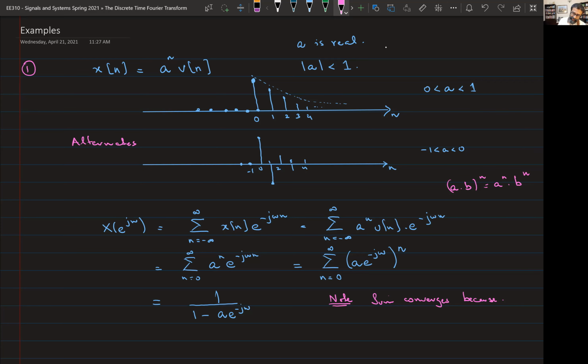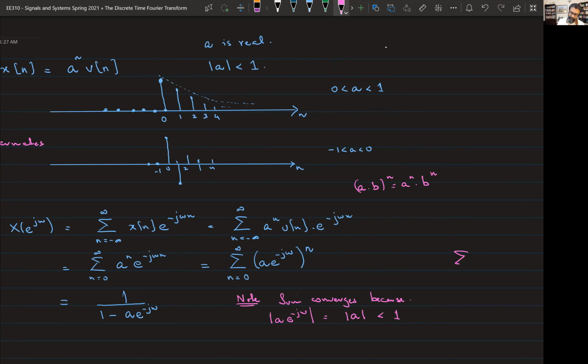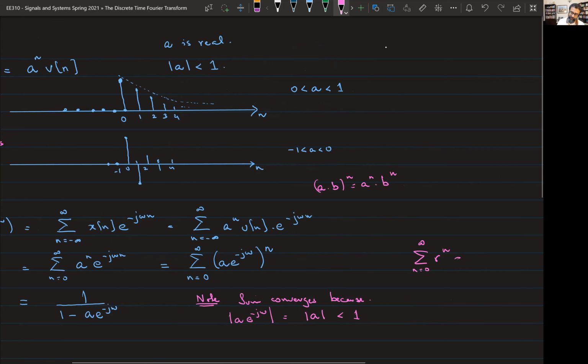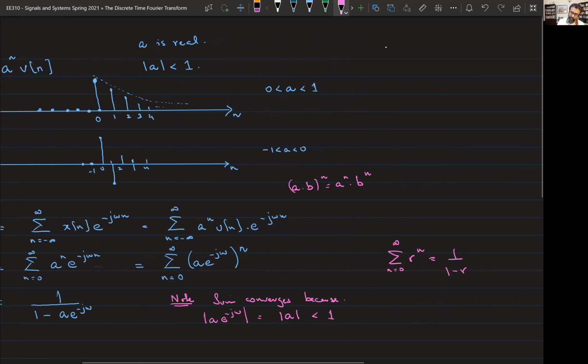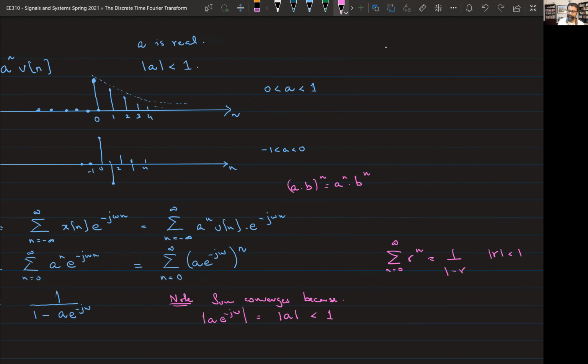It converges because the absolute value of a e raised to power minus j omega, which is equal to the absolute value of a, is less than 1. Only then does it converge, otherwise it does not converge. And this is something we did in the background 2 or 3 lectures ago, right? When does the series converge? When does it not converge? I mean, r raised to power n going from 0 to infinity is equal to 1 upon 1 minus r, and this is true only when the absolute value of r is less than 1. Otherwise, it does not converge.